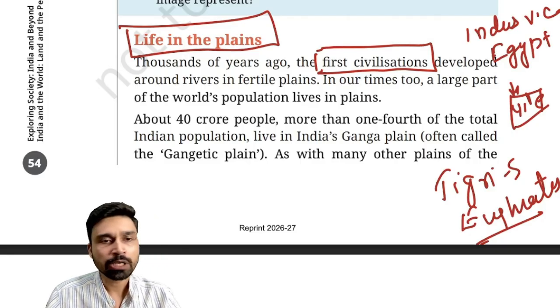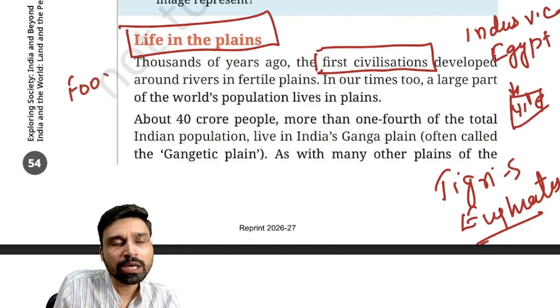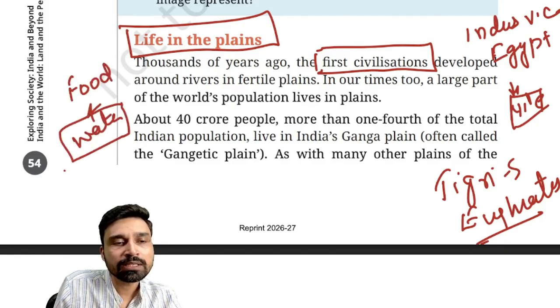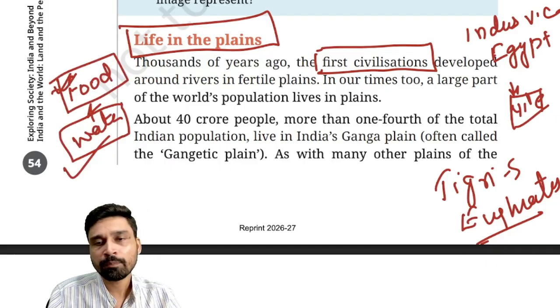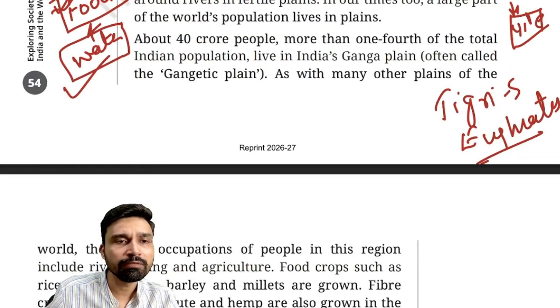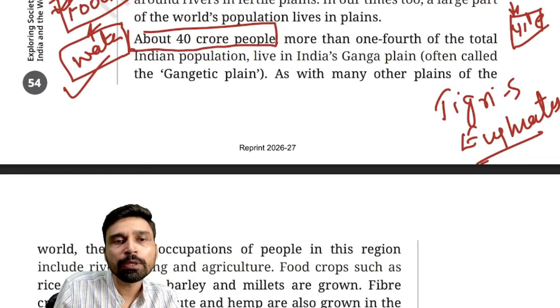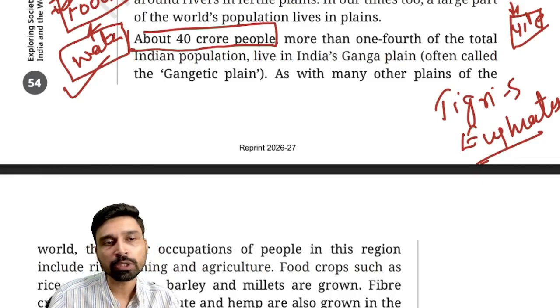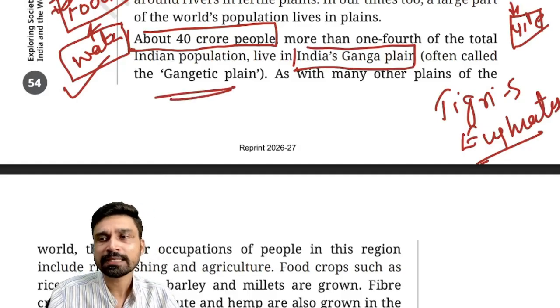So we can say that the first civilizations developed around rivers in fertile plains, and that makes sense because for people to stay at certain places, the two basic requirements are food and water. The river provides a fresh water supply, and because of the fertile soil, it gives us an opportunity to grow crops, and that's why civilizations developed there. If you look at some important figures, about 40 crore people, that is more than one fourth of the total Indian population, live in a single part of India, that is the Ganga plain, sometimes also referred to as the Gangetic plain.